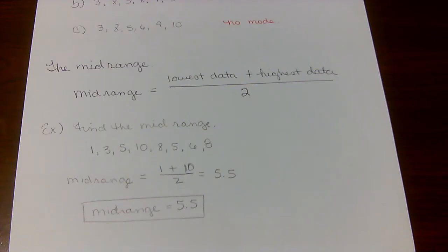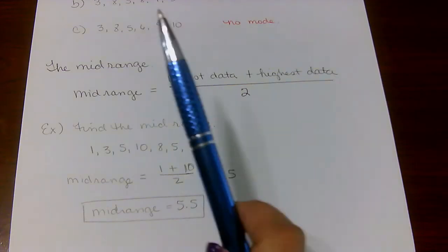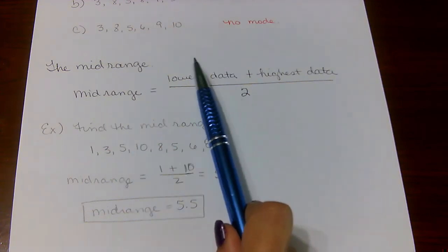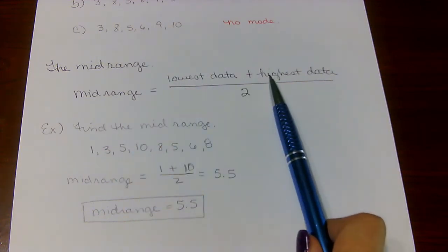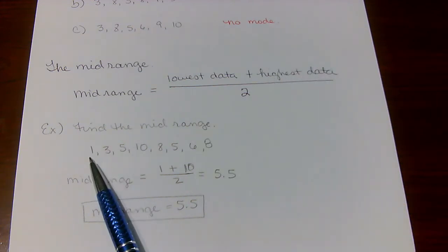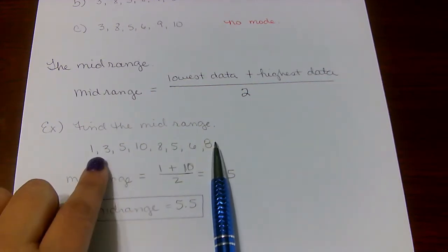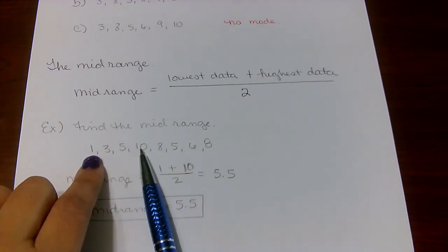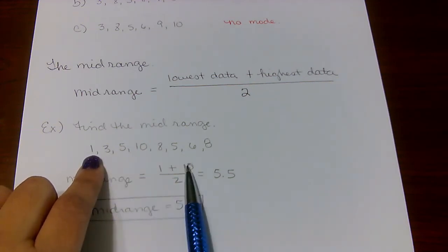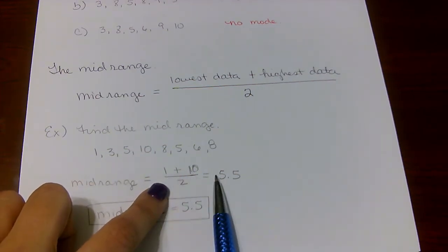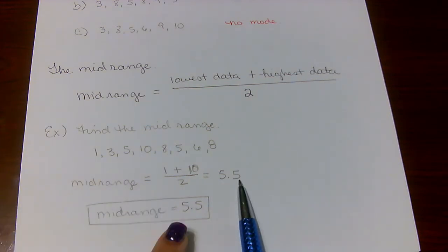Our last type of central tendency is going to be called the mid-range. The mid-range is going to be our very lowest data point plus the very highest data point, and we're going to divide that by 2. So in this case, it says find the mid-range, and here it lists all the data. I went ahead and looked at my lowest data point, which is 1. Our highest data point here is 10, and then we're dividing it by 2. So 1 plus 10 is 11, divided by 2 gets us 5.5.